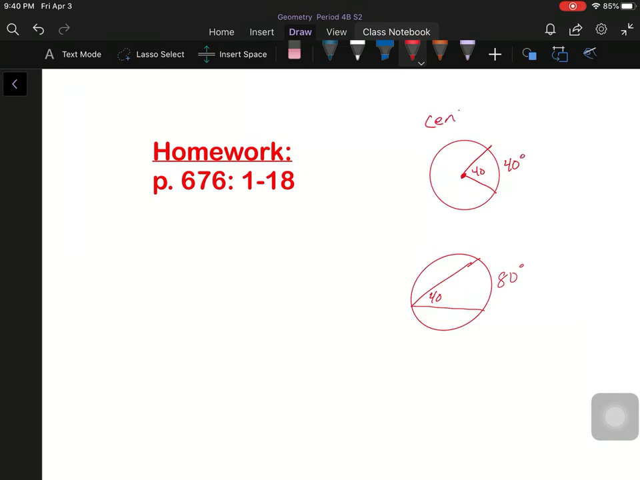So central angles are when they're at the center. Inscribed angles is when it's on the circle, because we're going to talk about another set of angles, excuse me, that are formed with tangents and secant lines in the next few days. So just remember that these are your first two different sets when you're looking at them.